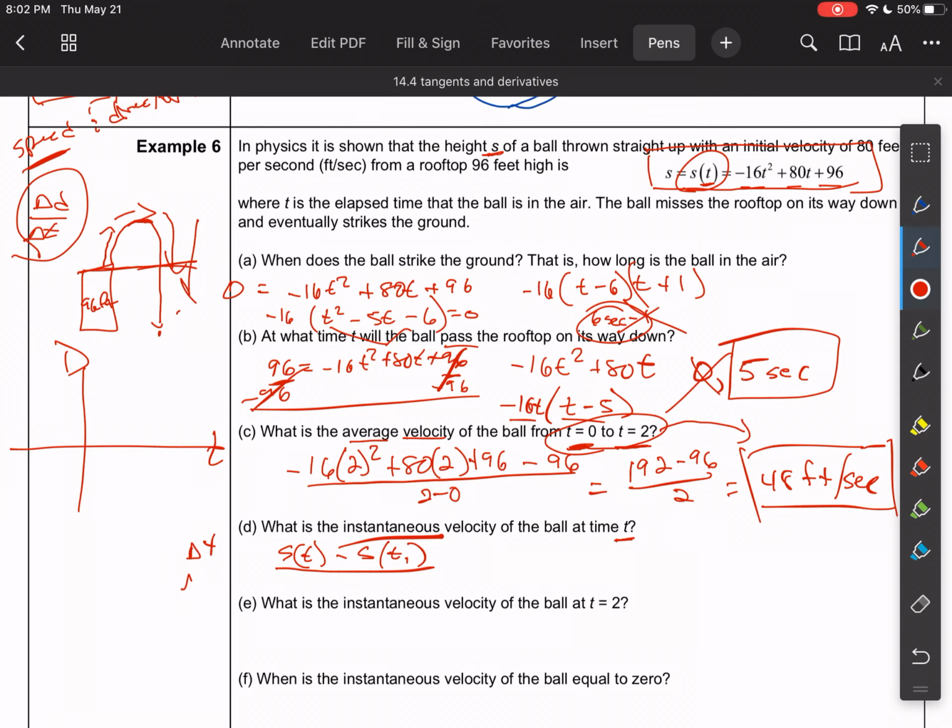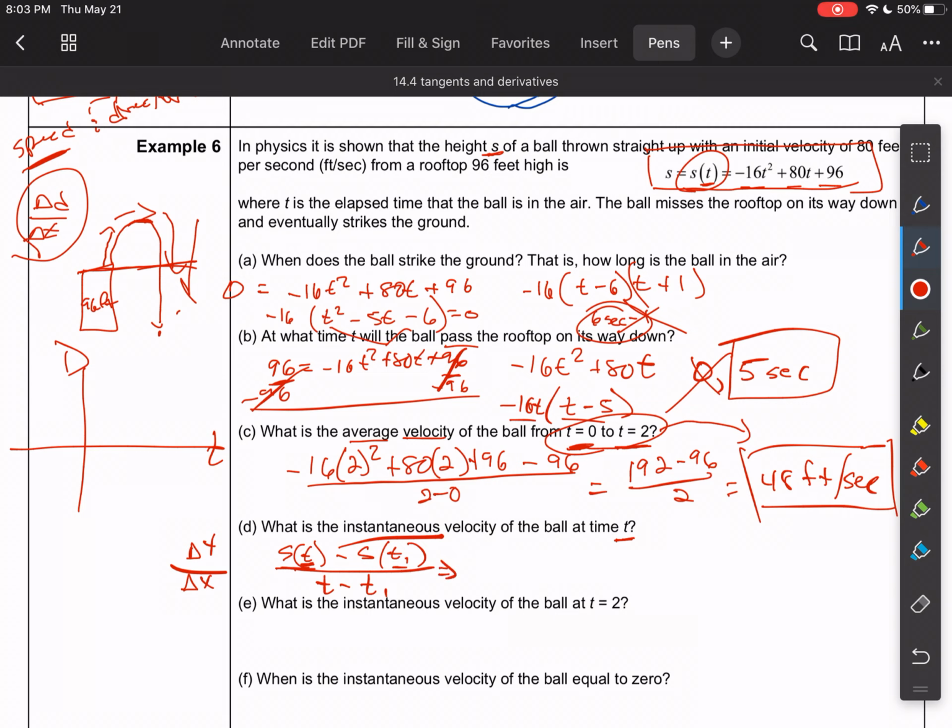Change in y, and we have to put that over the change in x to figure out the instantaneous velocity. It's the slope. So the change in x here is just what we're evaluating at, t minus t1. Okay, and unfortunately, again, we don't know those. But we do know what s of t is, right? So here's where this gets very convoluted quickly.